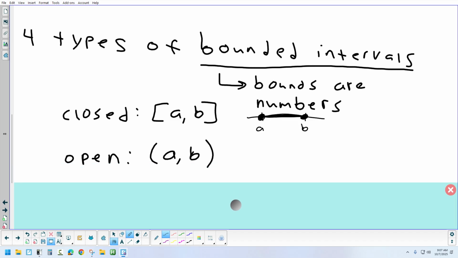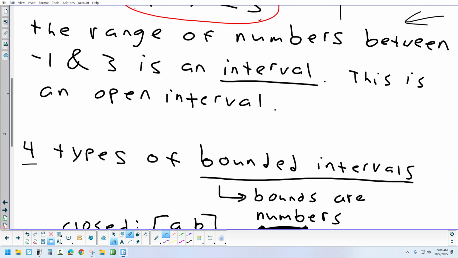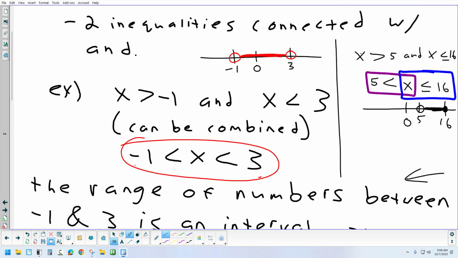The next type of bounded interval is an open interval. That means you can pick any number between A and B, but you can't actually pick the A or the B. That's an open circle. Okay, so the top one, fully closed. Bottom one, fully open. But I said there's 4 types. So what else do you think can happen? One's closed, one's open. Yeah, one's closed, one's open. That's exactly what this kind of interval is right here.